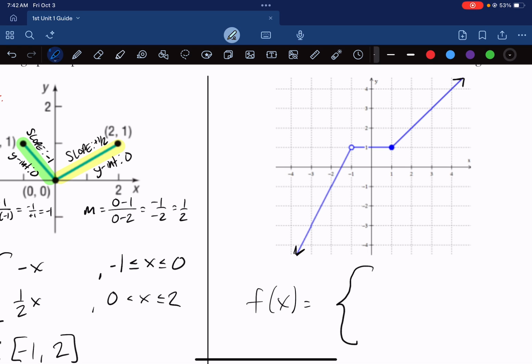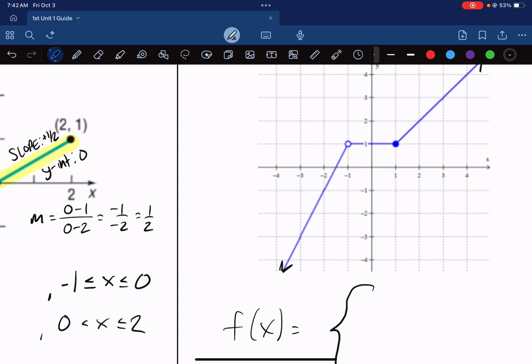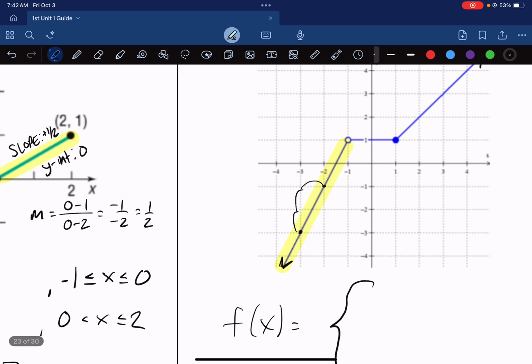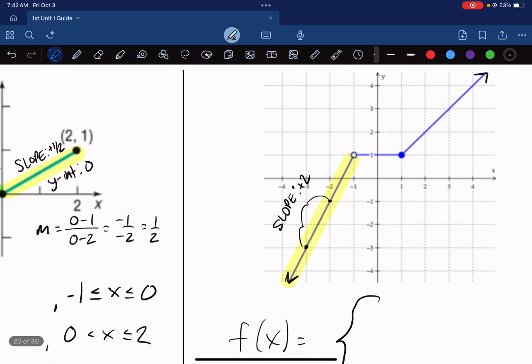All right, so I need to find the slope and the y-intercept of each of these lines. I'm starting here with my first piece. To find the slope, I'm going to pick 2 points, and then I can do my rise over run. So I'm going up 1, 2 over 1. So I see that I have a slope here of +2. And a lot of people think that there is no y-intercept here just because it doesn't touch it, but the segment does still have a y-intercept if I were to extend that line.